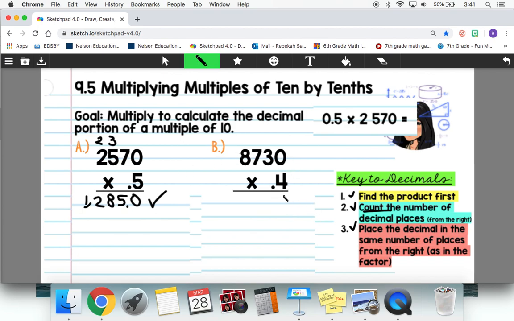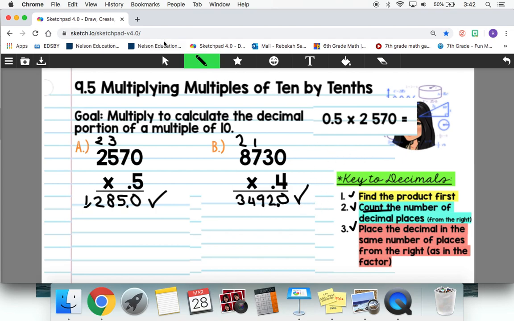Okay, so 4 times 0, we have 0. 3 times 4 is 12. 2, carry the 1. 7 times 8 is 56, plus 1 is 57. Hmm, let me restate: 7 times 4 is 28, plus 1 is 29. 9, carry the 2. 8 times 4 is 32. 32 plus 2 is 34. I know tenths is one decimal placement, so my answer is 3,492.